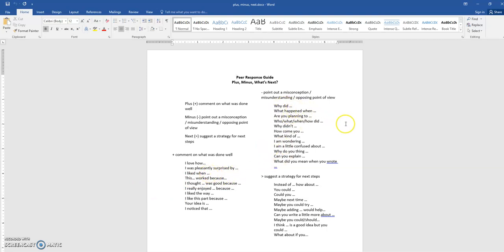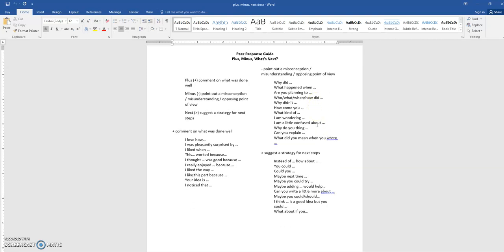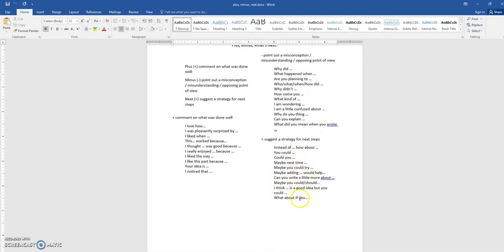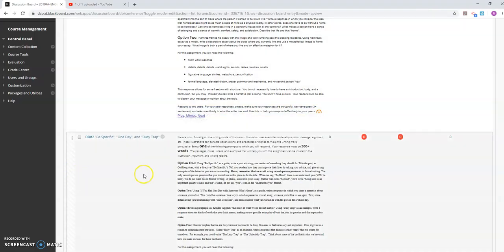The minus is where you point out a misunderstanding or something that maybe is a little vague and you didn't get, where there's some confusion or lack of clarity. And a suggestion is what they can do next time, what they can add perhaps or detail more. Okay, so you should have at least 3 sentences of peer response.